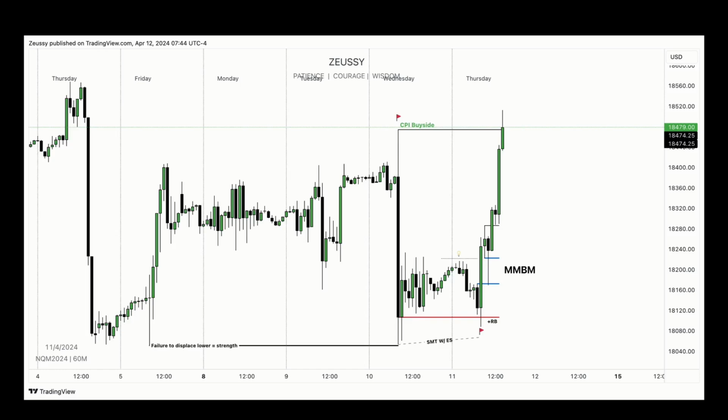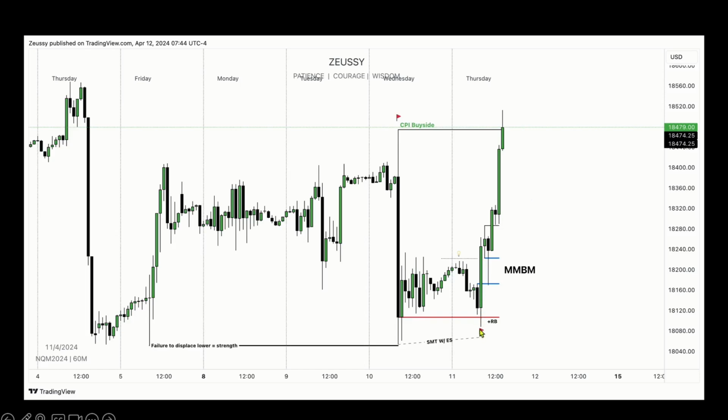So the day after CPI, meaning Thursday, we saw a very clean delivery day where the market did the following. First of all, the market opened up and manipulated lower, trading into the close of the CPI candle right here, to the wick. This is a rejection block, a bullish rejection block. Because the market failed to displace lower with CPI's release, we knew that Nasdaq was likely to draw higher. SMT with ES relative to the CPI candle to the previous day low confirmed this.